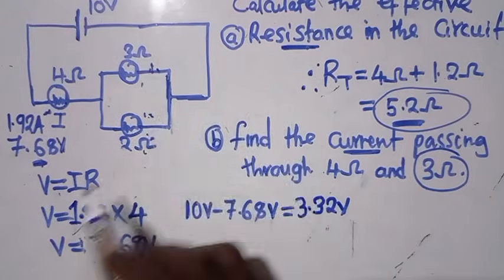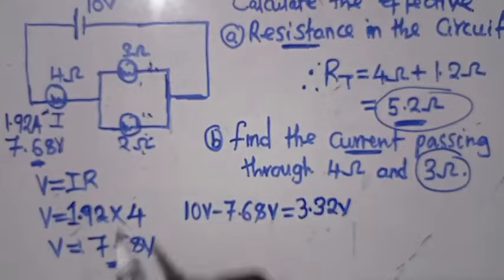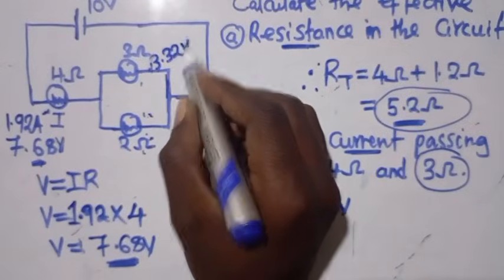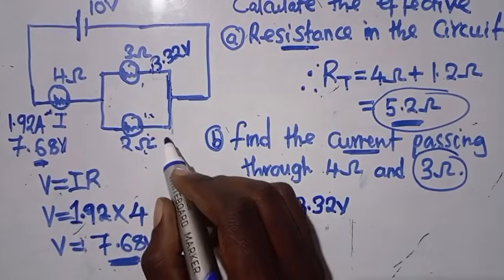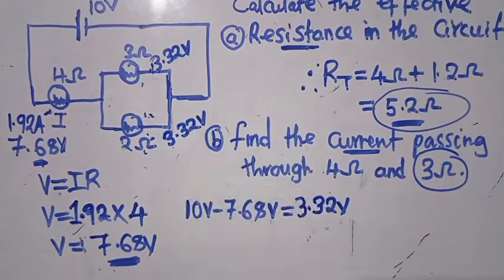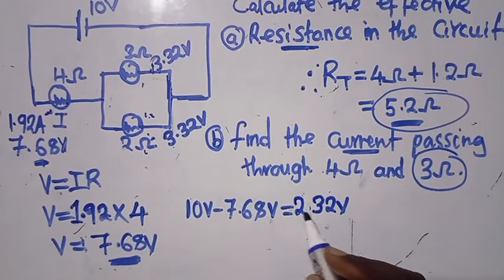So this is the voltage that is passing through here. You've got 3.32 volts. That is the voltage that is passing through there. Even here we've got 3.32 volts. Have you seen? This is what we are given. I can see different answers, I can see 2.0. Okay, this is 2, right? So it is 2.32.